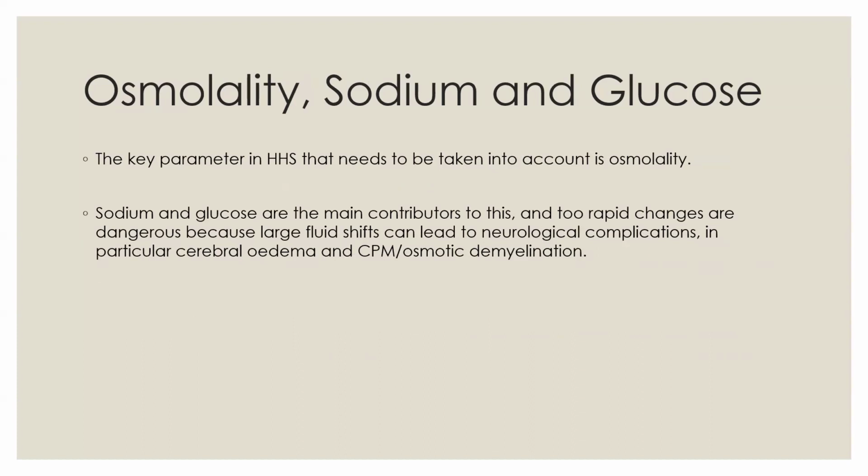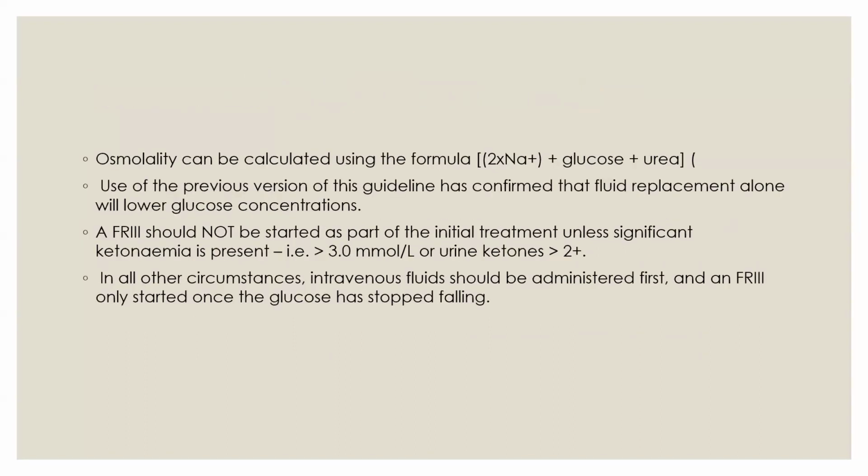Regarding osmolarity, sodium and glucose, the key parameter in HHS that needs to be taken into account is osmolarity. Sodium and glucose are the main contributors to this, and too rapid changes are dangerous because large fluid shifts can lead to neurological complications, in particular cerebral edema, central pontine myelinolysis and osmotic demyelination. Osmolarity can be calculated using the formula 2 times sodium plus glucose plus urea.